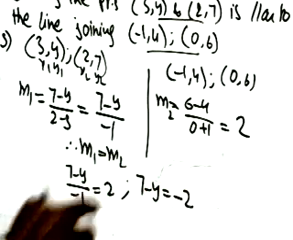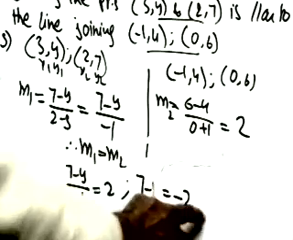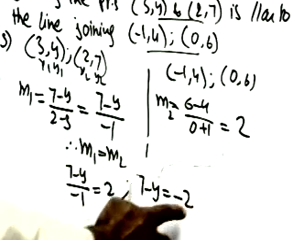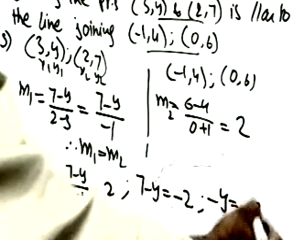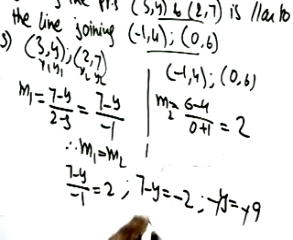7 minus y equals minus 2, that is, minus 1 into 2 is minus 2. Bring this 7 to the other side, so minus 7. Minus 7 minus 2 is minus 9. So minus y equals minus 9, and the minus 1 is cancelled. So what will be the value of y? y equals 9.